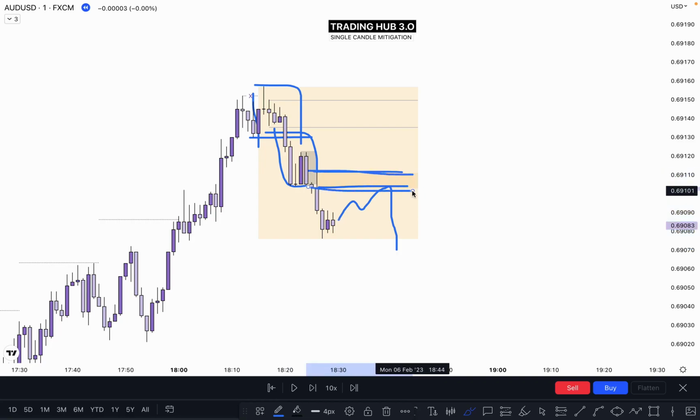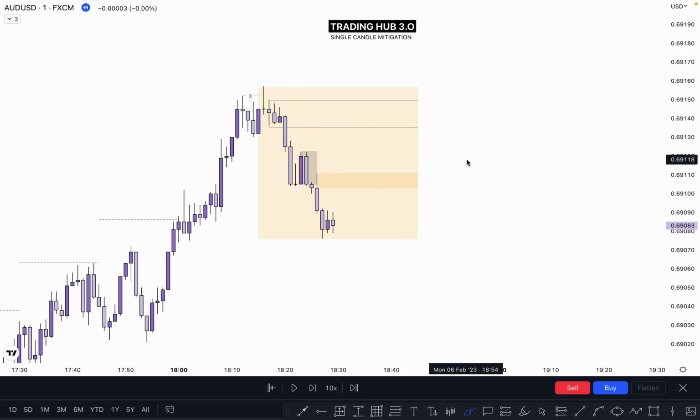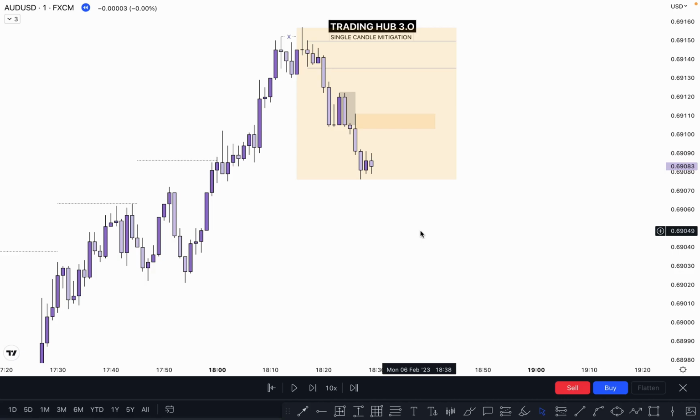so you can sell here directly. But when you have multiple POIs, then you have to identify where is the high probability compared to the first one and second one. So right now this one is weaker compared to this one, and always extreme is high probability. But if the market creates a single candle order block, then definitely you can take entry here for sell.